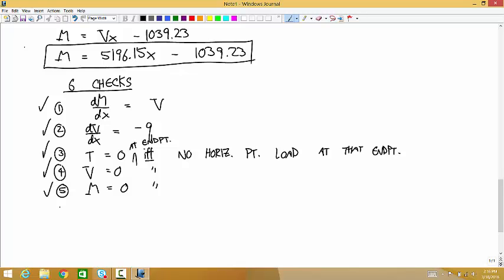And then the last one is the torque about the x-axis. That doesn't even come up in this problem. So there's no point torques at either end, and there's no internal torque anywhere, so that one checks out. Okay. Any questions about that?